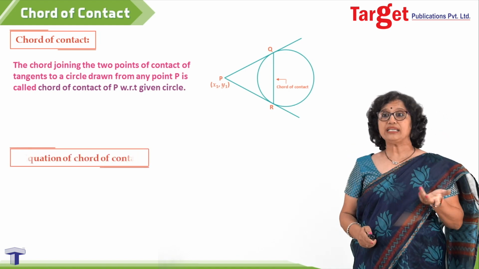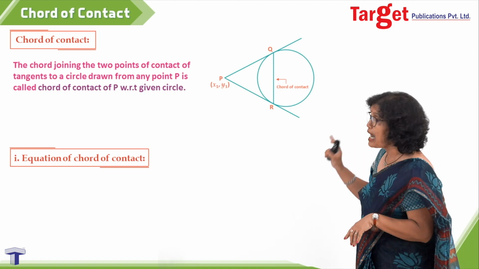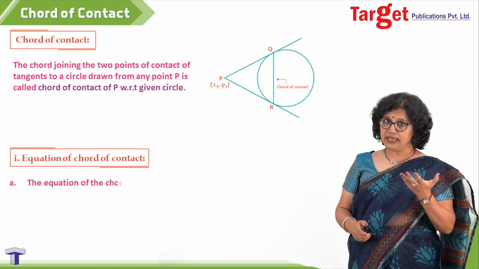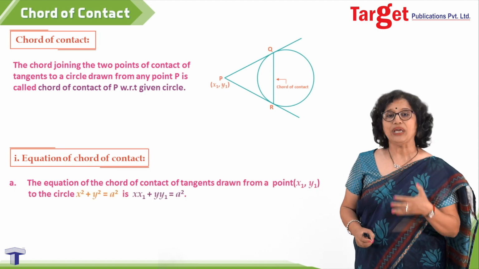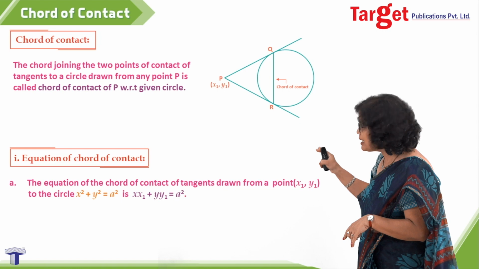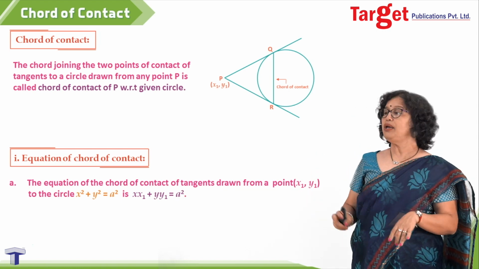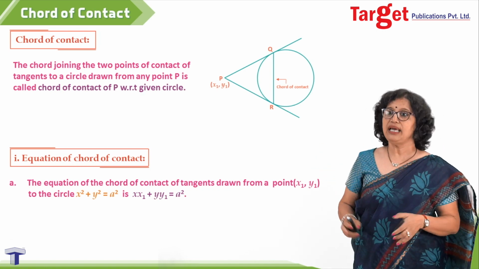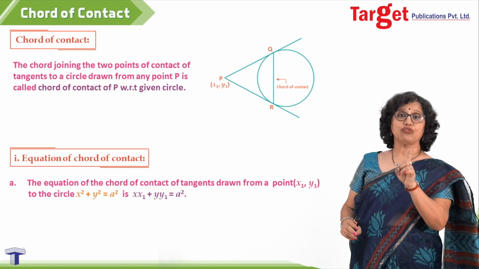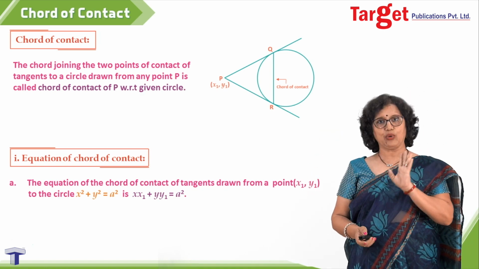Now, if I have to write the equation of chord of contact, how do we proceed? We are expected to know the point from where tangents are drawn, and we are expected to know the equation of the circle. So I am starting here with the equation of circle as x square plus y square equal to a square. The point from which tangents are drawn, I am taking as (x1, y1). And then I say the equation of the chord of contact is given as x x1 plus y y1 equal to a square.